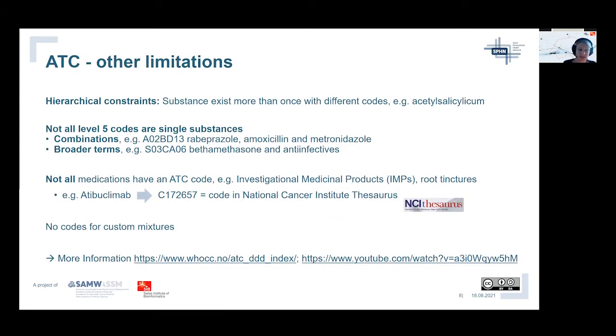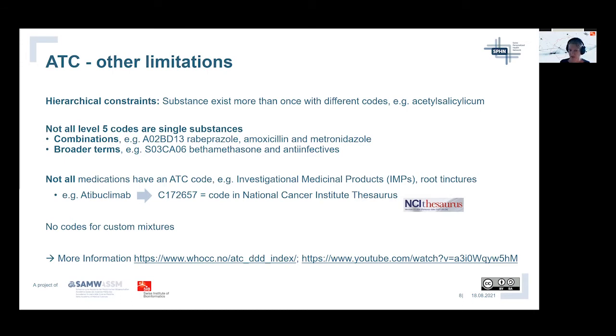Some other limitations of ATC are that not all the 5 level codes that are used for really identifying a substance are identifying single substances. You also have codes for combinations, and you have codes that are for broader terms, not really one single substance, but a group of substances. Another thing is that ATC does not include all the medications you might want to look at while doing research.